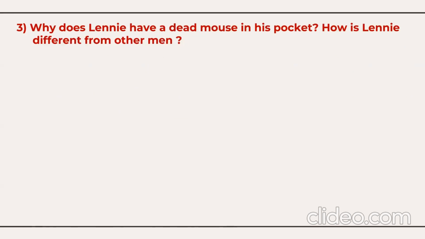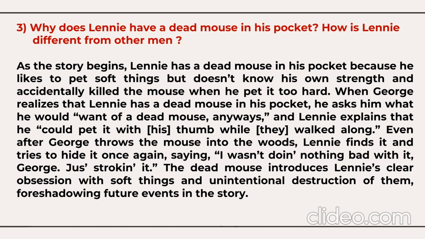Last question for 10 marks. Why does Lenny have a dead mouse in his pocket, and how is Lenny different from other men? As the story begins, Lenny has a dead mouse in his pocket because he likes to pet soft things but doesn't know his own strength and accidentally killed the mouse when he pet it too hard.